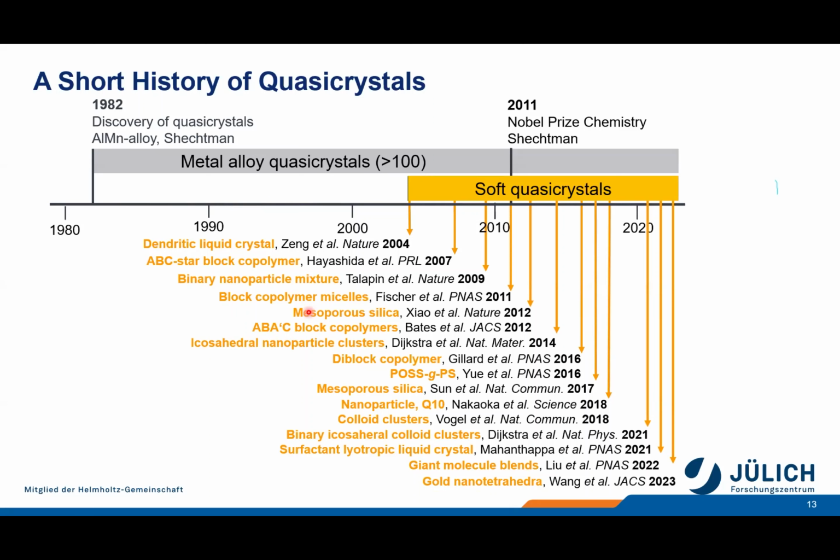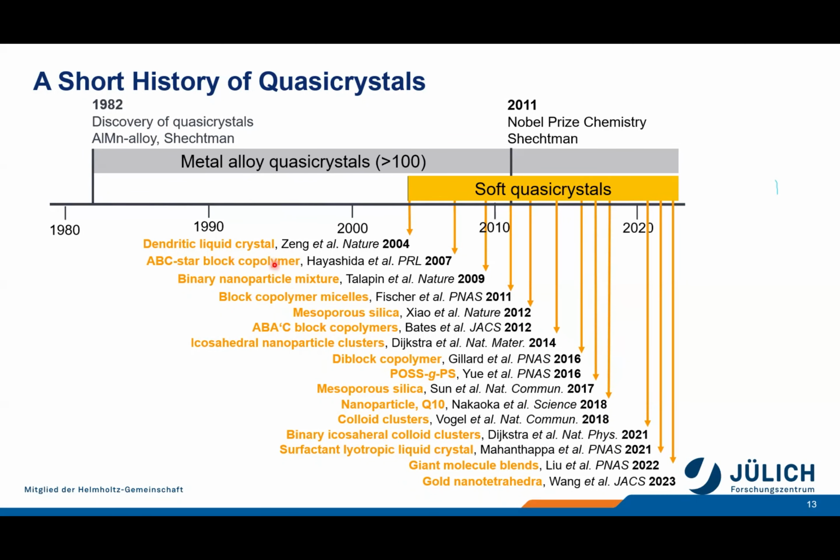It all started in 2004 with Zeng, Ungar, and Percec, who synthesized dendritic liquid crystals and discovered quasicrystals with 12-fold rotational symmetry in those. So this was the very first report of a soft quasicrystal, which was not metallic, but it seemed a curiosity at that time. But since then, non-metallic quasicrystals are regularly discovered.